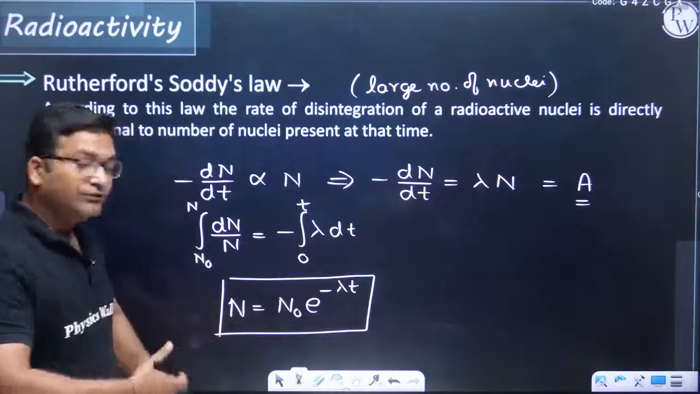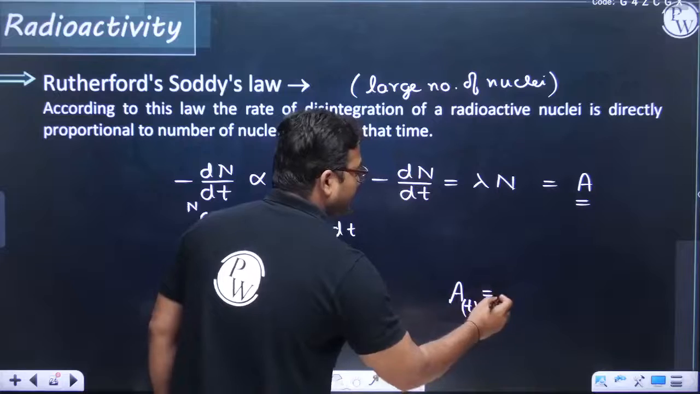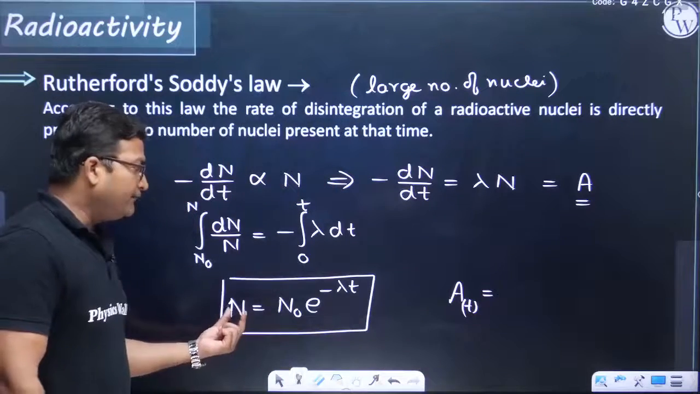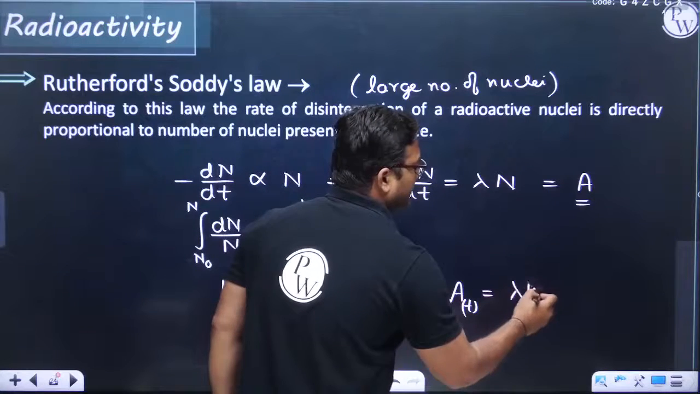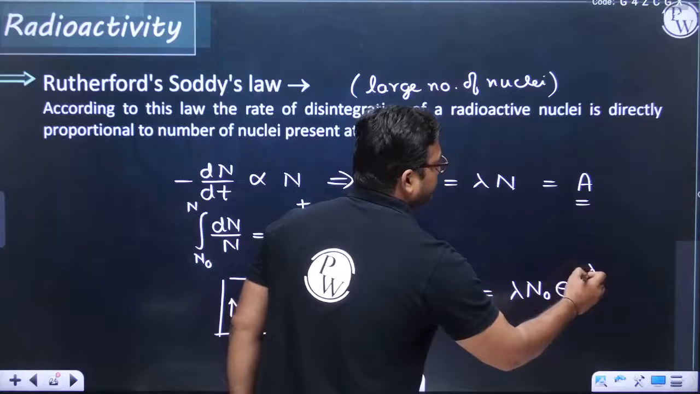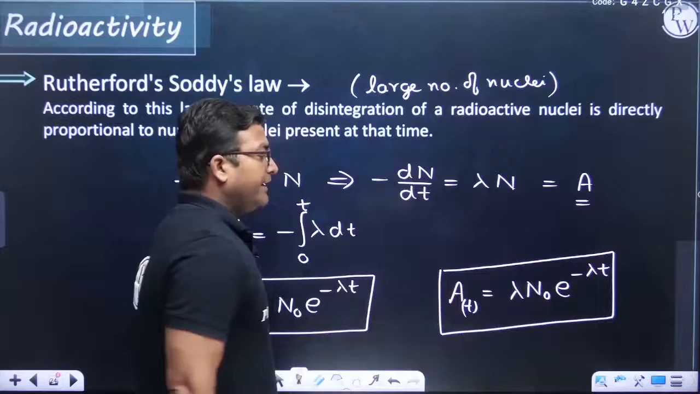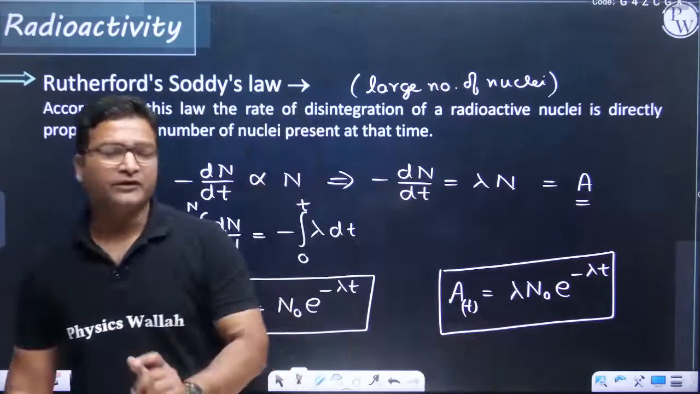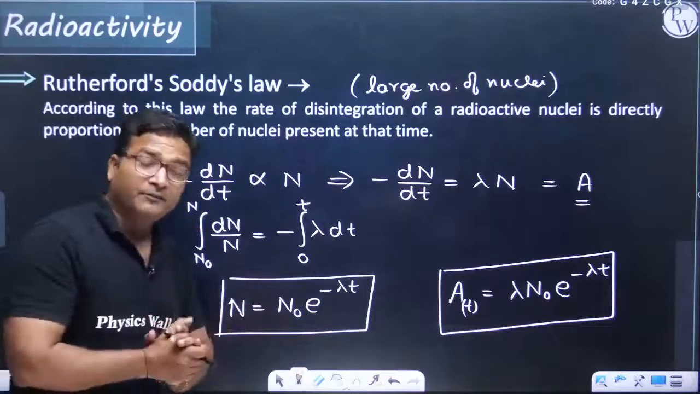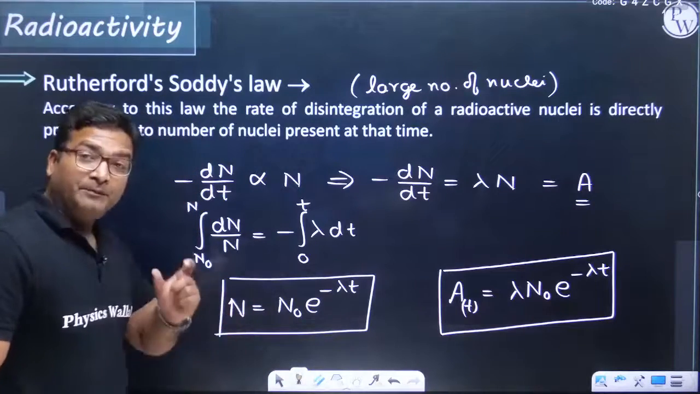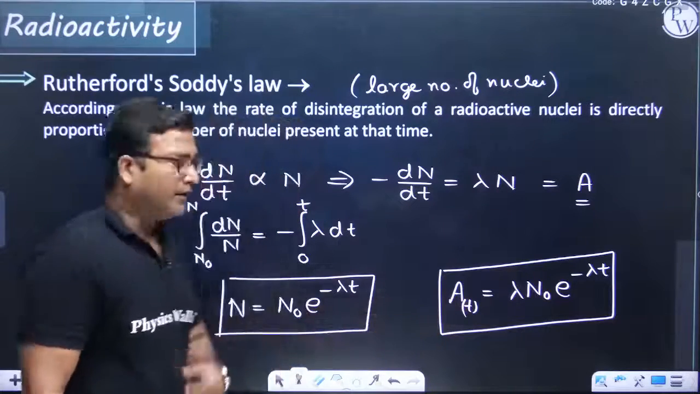As activity is also a function of time, activity at time t is equal to lambda times N. And if you multiply lambda by N, you get lambda N naught e to the power minus lambda t. And lambda N naught can be called initial activity, or simply A naught. You can replace lambda N naught by A naught. Always remember these two laws. These are very important. This is for the number of nuclei present at time t, and A of t is activity after time t.